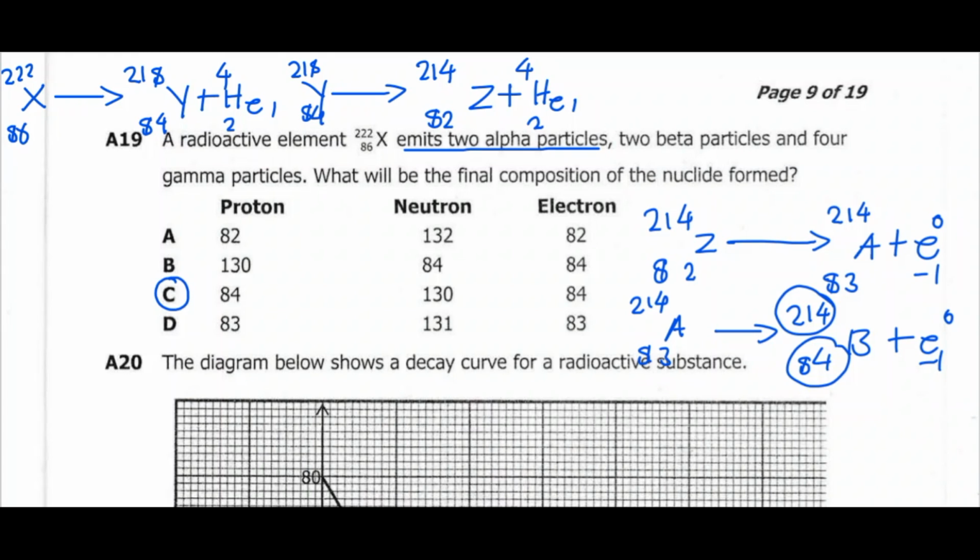It's 84. Why? The number below here is our proton number. Then what of neutron? If we want to find a neutron, we know that this will be the mass number, 214 minus 84. So if you subtract 84 from 214, you get 130. This number here. Then for electron, the number is also 84.